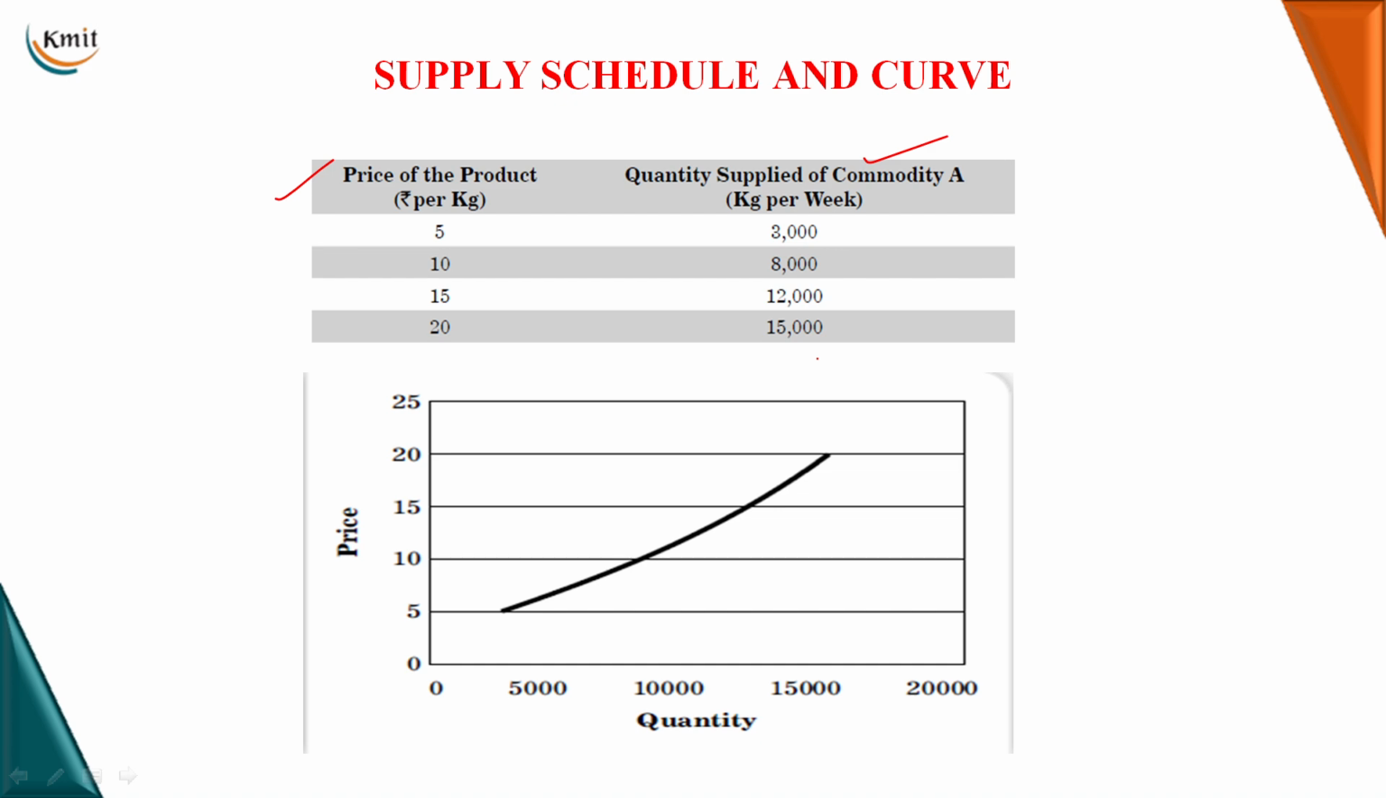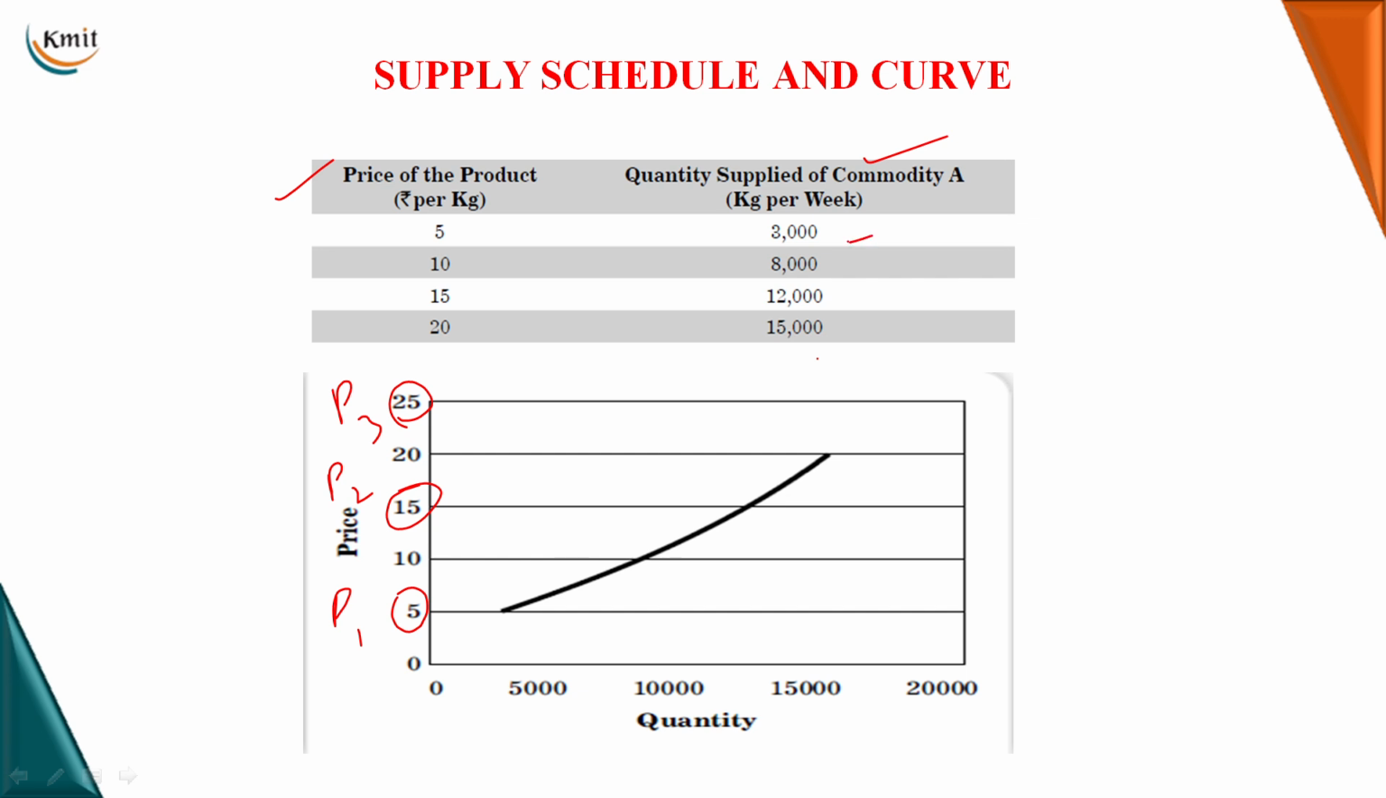Now here, let us assume these are P1, P2, and P3. So at P1, if the price of the product is 5 rupees, the quantity supplied of that particular commodity is 3000 units.